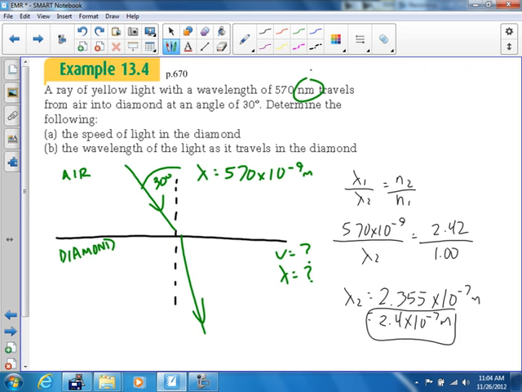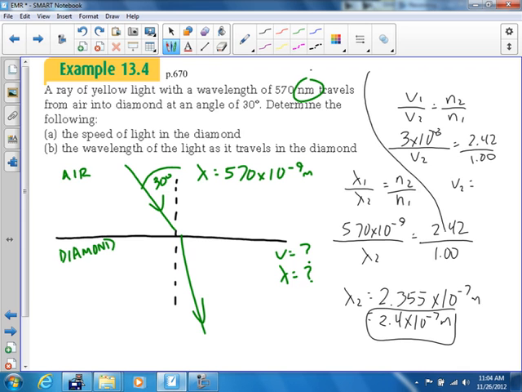Now we want to find the speed. We've already got the wavelength. Let's find the speed now. Let's say V1 over V2 equals, we could go lambda 1 over lambda 2, or we could go N2 over N1. Got a couple of options here now. V1, the speed of light in air, is 3 times 10 to the 8. V2 equals 2.42 over 1.00.